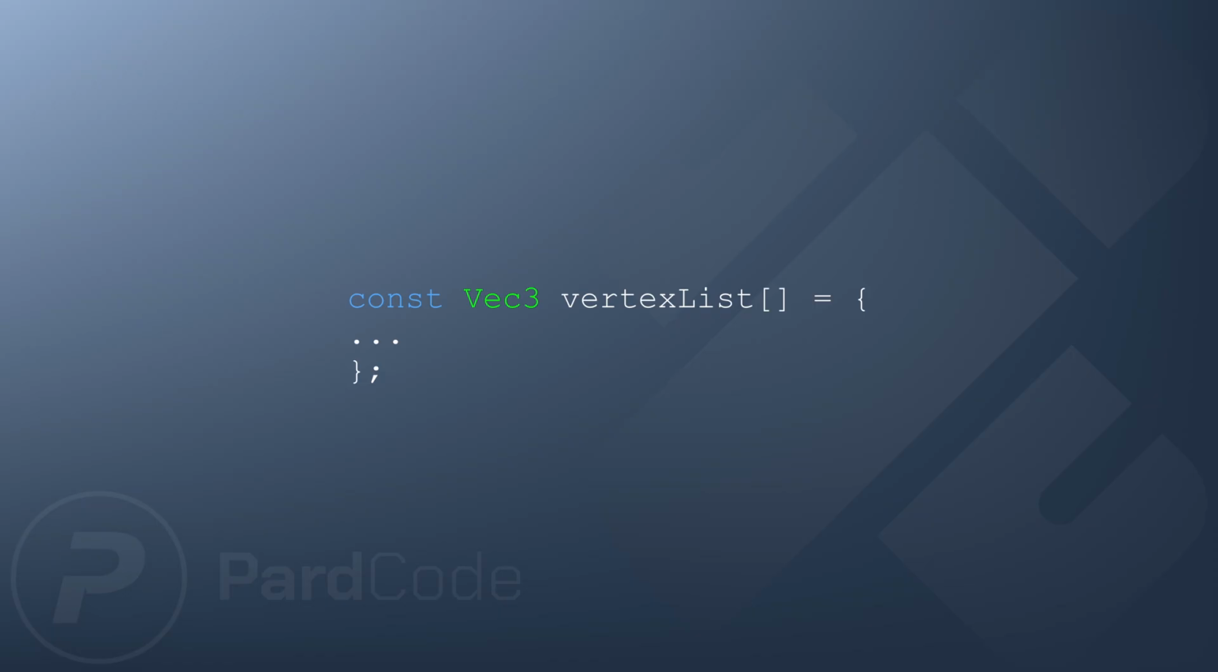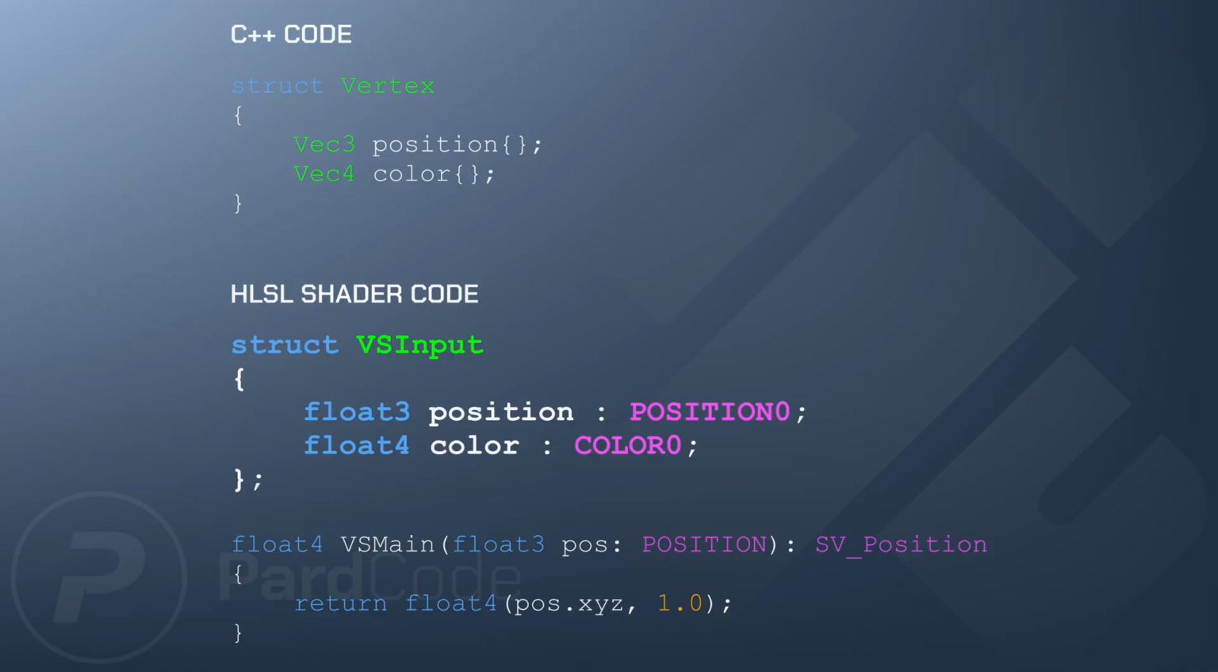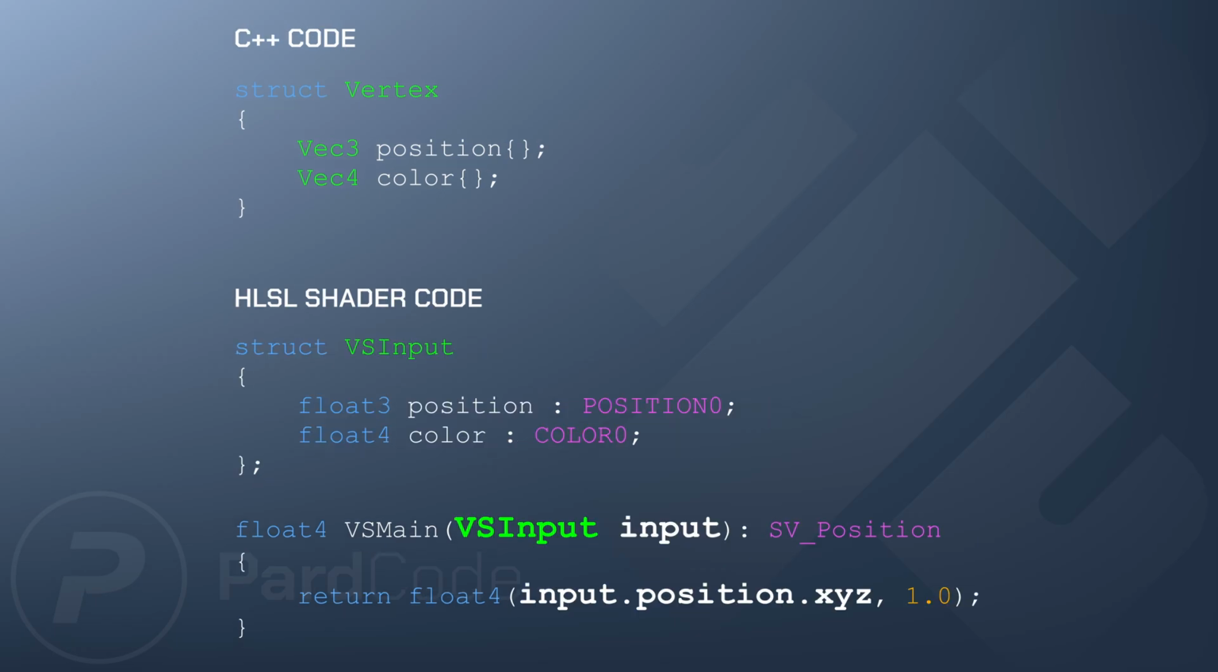But now that each vertex needs to hold multiple attributes, specifically both position and color, we must define a structure for our vertex type in C++. This structure will be used to build our vertex list. We also need to reflect this new vertex structure in our HLSL shader code. We will do this by defining a structure, typically called VS input. As the name suggests, this structure represents a single vertex that is passed as input to the vertex shader.